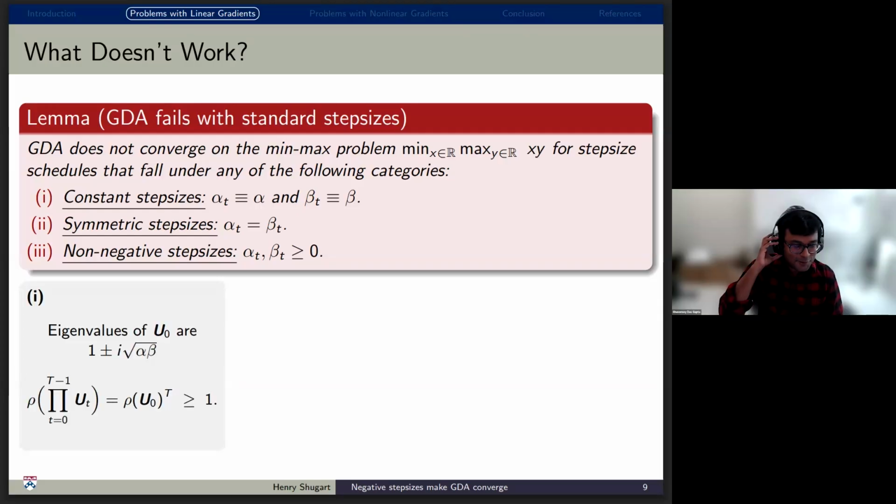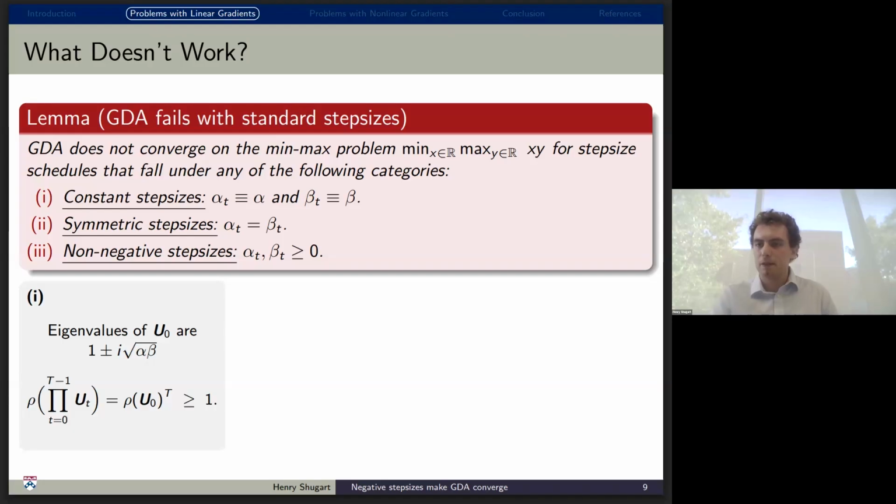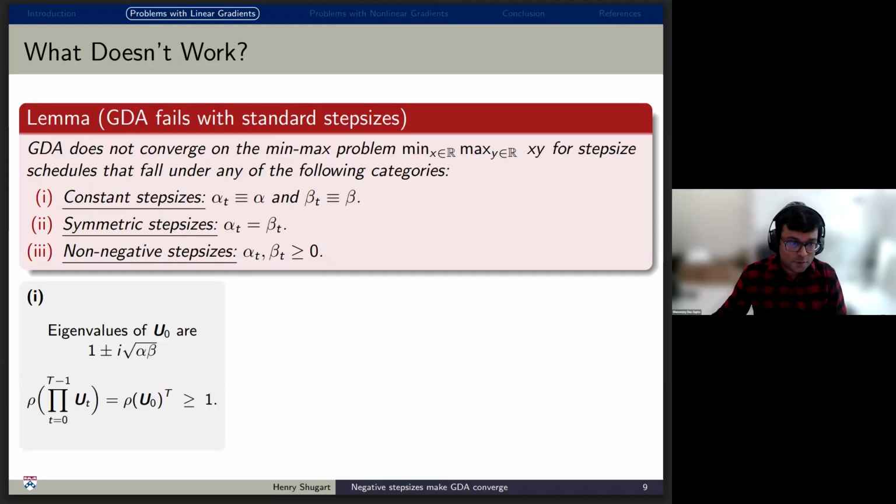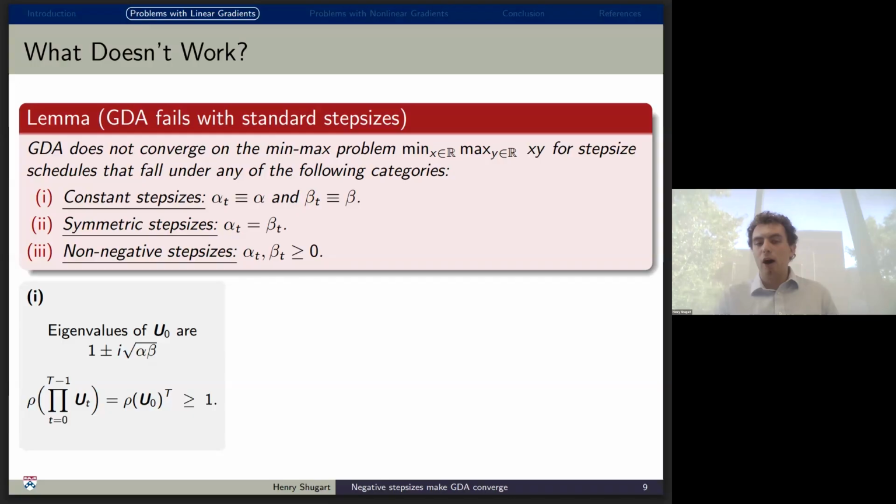Henry. Yes. So one quick question. In the literature, what are the most common step sizes? All these 1, 2, 3, these are the most common step sizes, right? Yes, every standard step size schedule will fall into at least one of these.